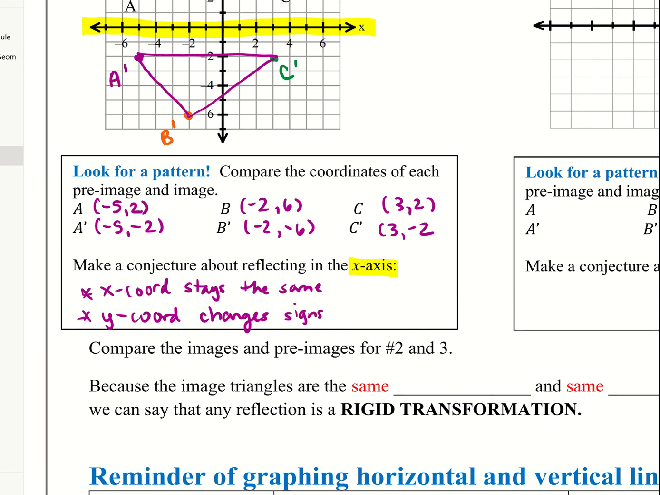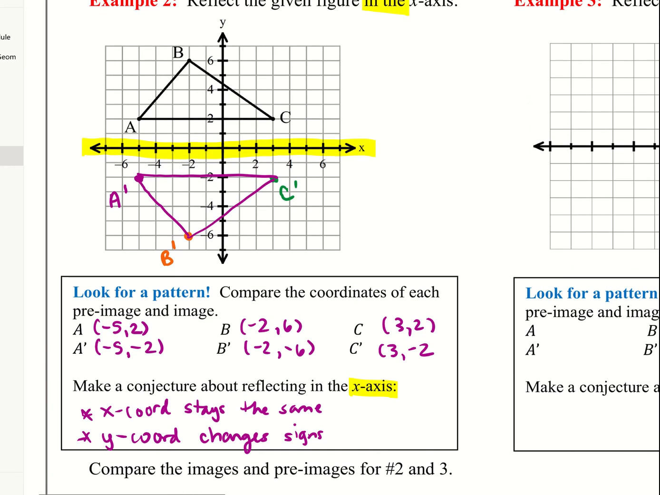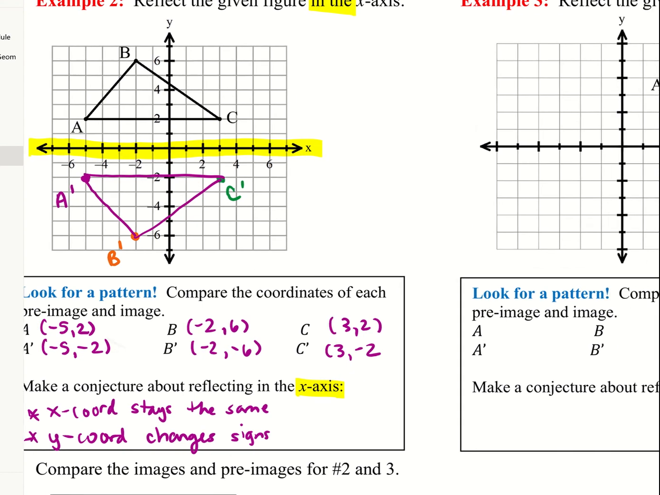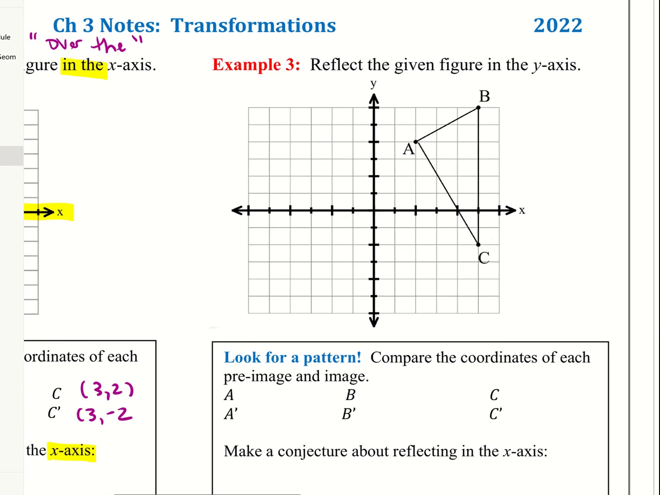I'll be real honest with you, there's patterns for all of this, but there's so many patterns. Most students don't do a really great job with memorizing the patterns. Most students do better by visually doing the transformation, doing the reflection on a graph, and then writing the answer. However, some of you are really good at memorizing, and so if you want, you can memorize the pattern for reflecting in the x-axis. Let's take a look at example 3.